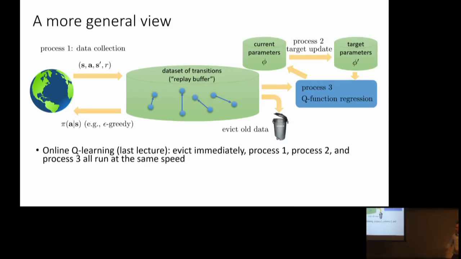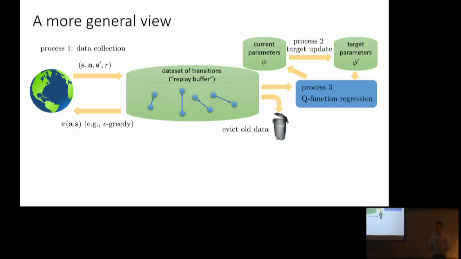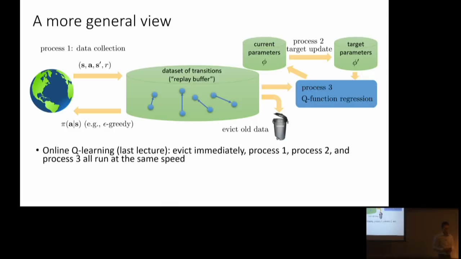So yeah, in my mind this is the most general view of this algorithm. Once you recognize that there are these processes, you can sequence them however you want, and most of the Q-learning algorithms you care to implement are essentially instantiations of this picture in one way or another. So online Q-learning from last lecture is just a special case of this, where you evict immediately.